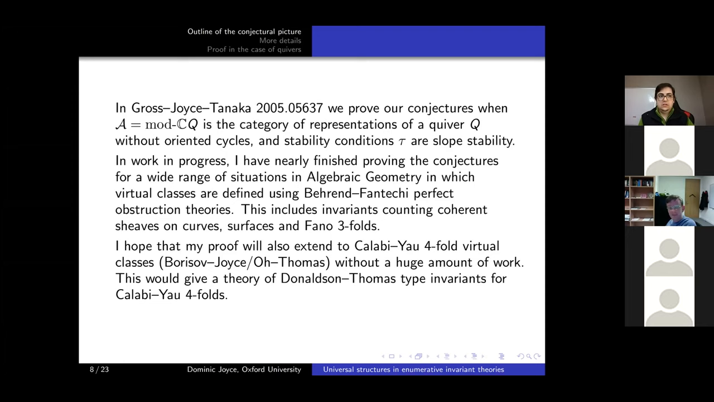If I sort that out, then we would have a theory of Donaldson-Thomas type invariants for Calabi-Yau fourfolds, which would be nice. So various people have been thinking about this in terms of examples for a while. There's a lot of work by people like Yalong Cao and Martijn Kool, for example. Even Okounkov, I think, has done something as well.